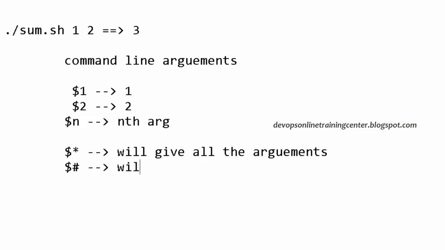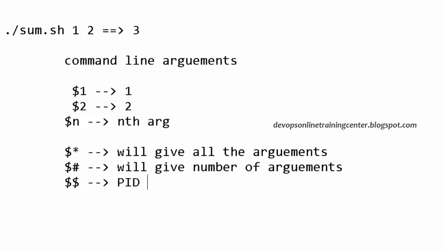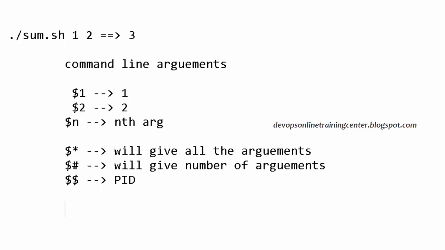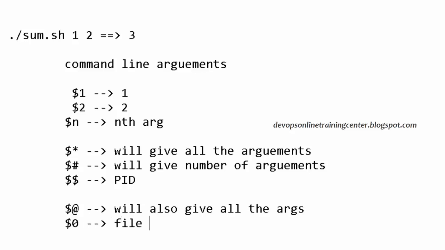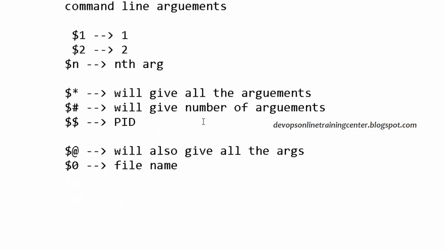$# will give the number of arguments. Okay, $$ will give the PID of the script. We'll see what it is. $@ will also give all the arguments, right? And $0 will give the file name. Okay, and what else we have?